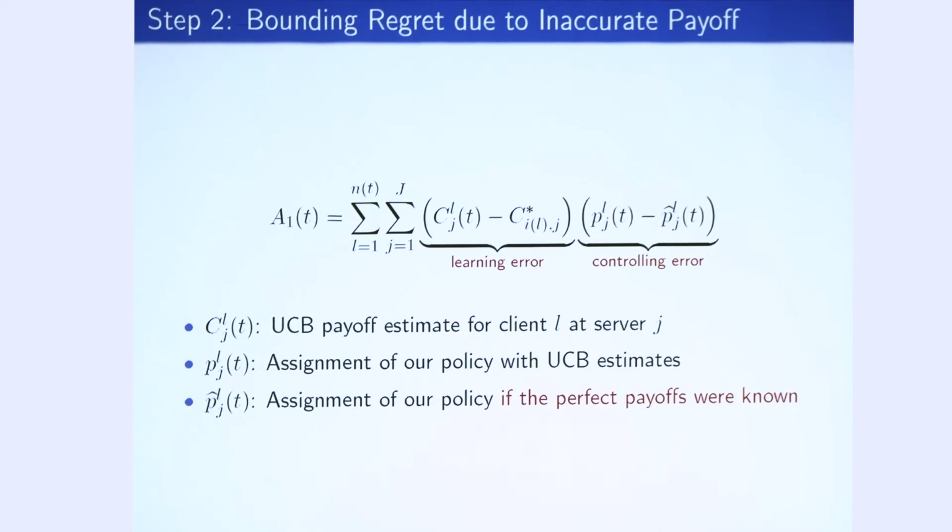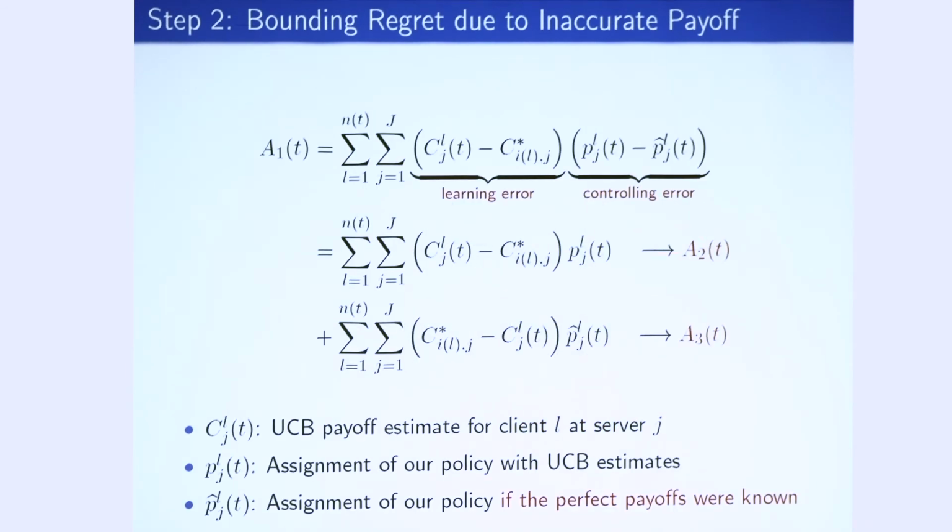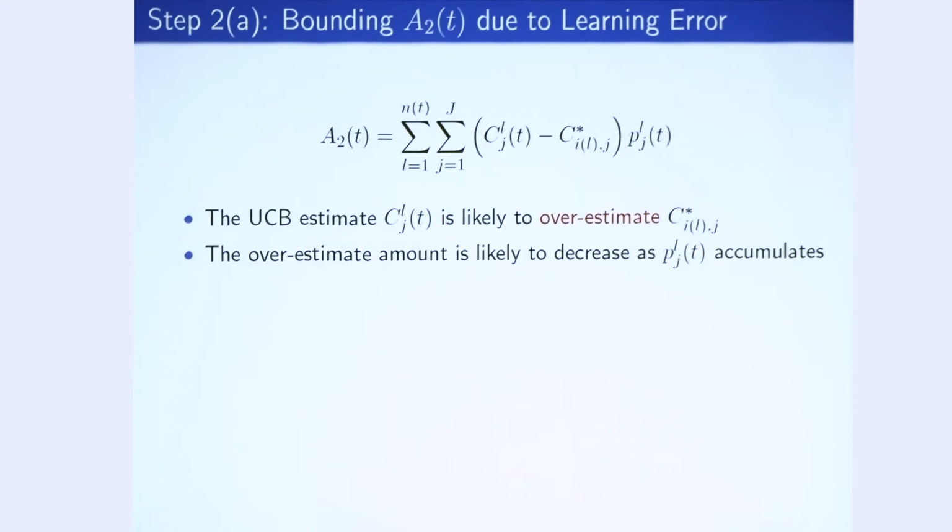And to bound this A1t, we're actually going to separate these two effects into two terms. The first term captures the learning error. The second term captures the controlling error. And for the second term, the learning error, the crucial thing is that the UCB estimator is likely to overestimate the true payoff, but the overestimate amount is likely to decrease as you continuously pull the arm, in particular as the probability of assignment accumulates.